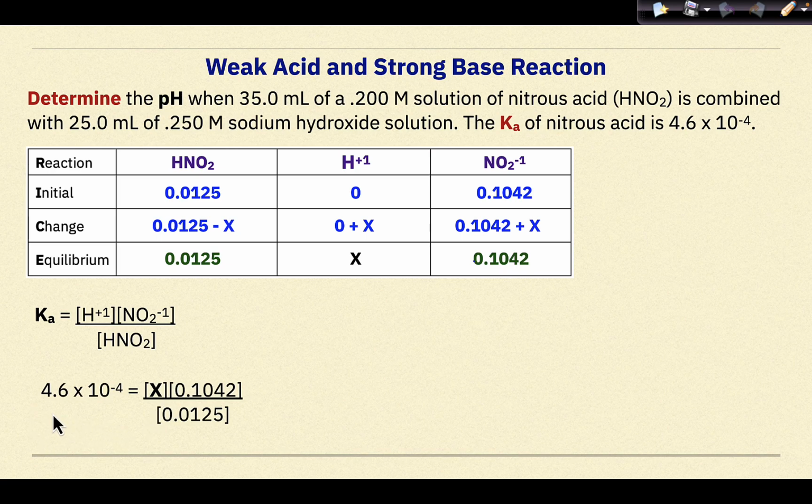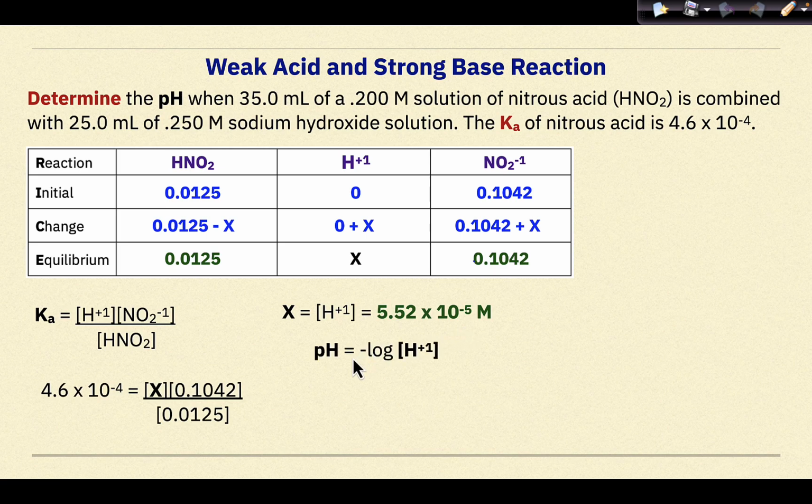So Ka, which is 4.6 × 10⁻⁴, equals X, which is going to represent our hydrogen ion concentration, times the concentration of our nitrite ion on top, over the concentration of our weak acid on the bottom. So solving for X, the hydrogen ion concentration is determined to be 5.52 × 10⁻⁵ molar.